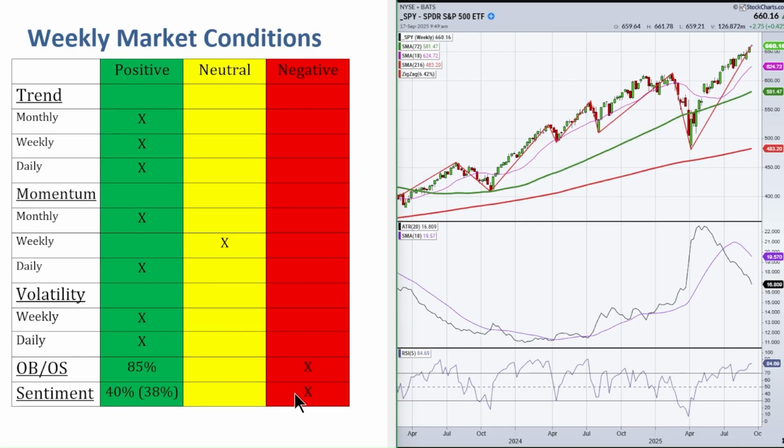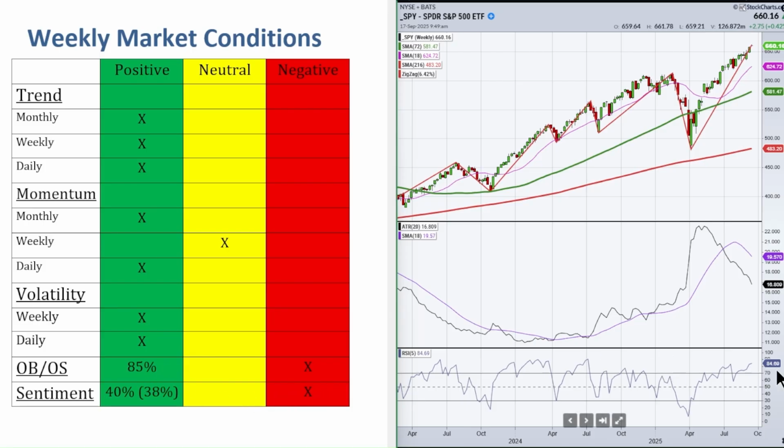So I just have this at the negative point right now, and we use this as a secondary indicator. All right. That means we don't usually just sell based on this indicator. The primary indicators we're using are the trend and momentum, and we're using the volatility, the overbought, oversold, and the sentiment as supporting evidence. All right.